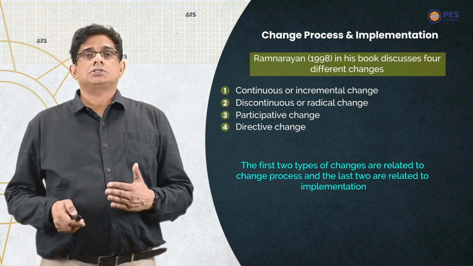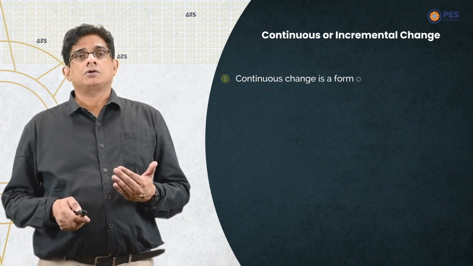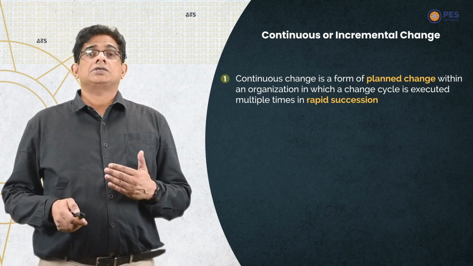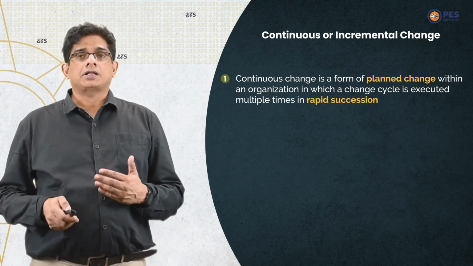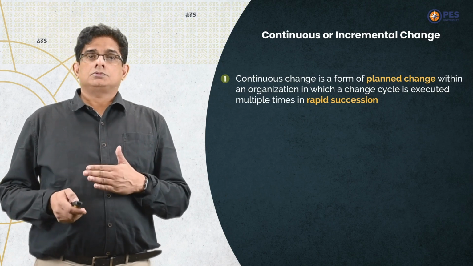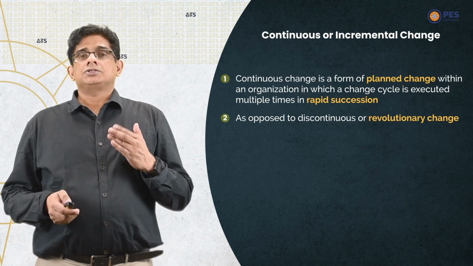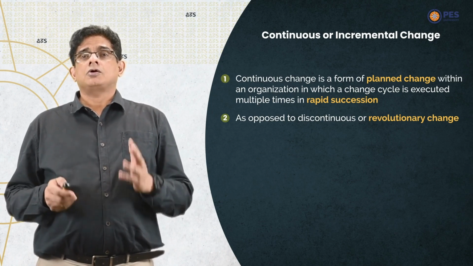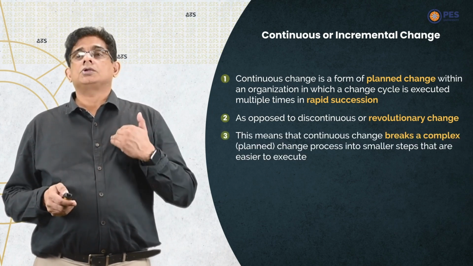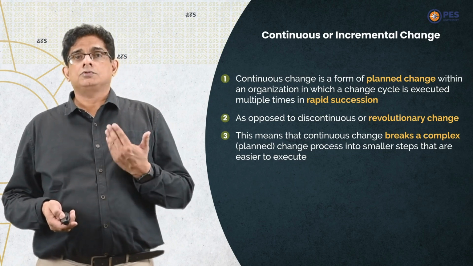What is continuous change? It's a form of planned change within an organization in which a change cycle is executed multiple times in rapid succession. So this is obviously opposed to discontinuous revolutionary change, and this means that continuous change makes a complex planned change process into smaller steps which are easier to execute.